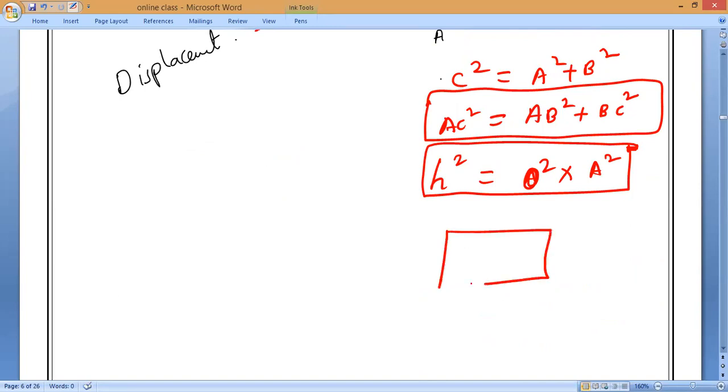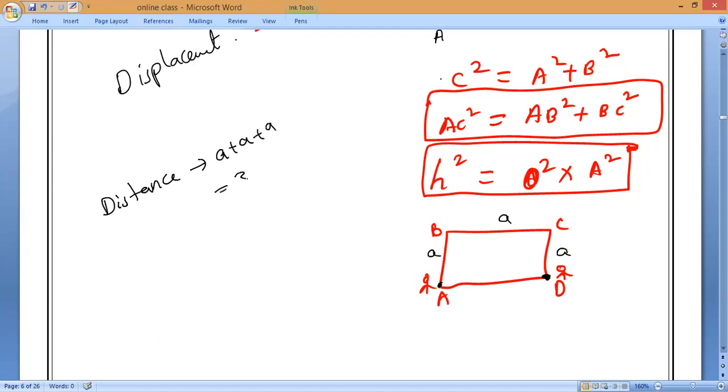Now, for example, look at the board clearly. If the body stops at point D, then what is the distance and what is the displacement? If the body started from point A and stopped at point D, what is the distance and displacement? Let me see who will say. The distance is this A, this A, and this A. Then what is the distance? 3A, sir. A plus A plus A equals 3A.